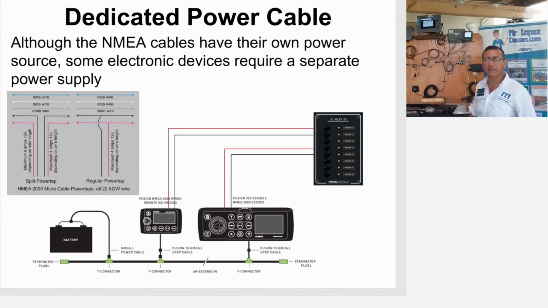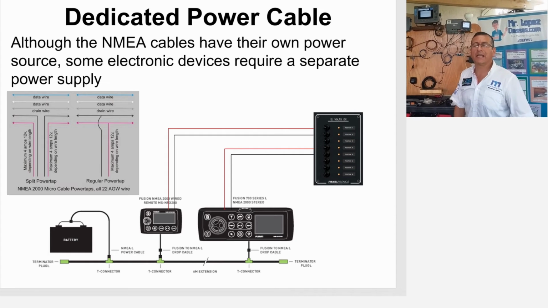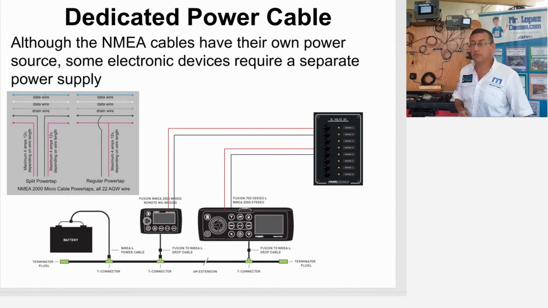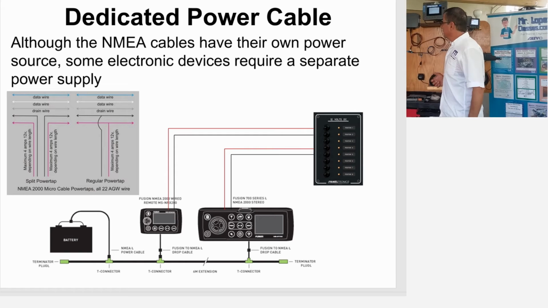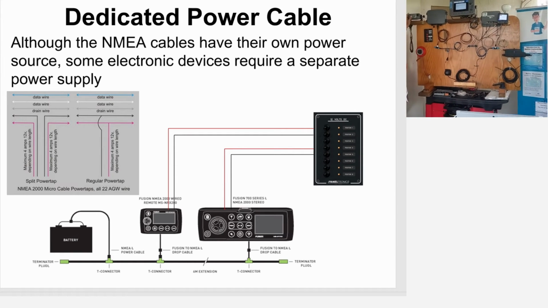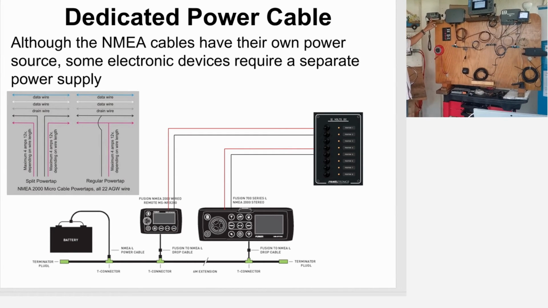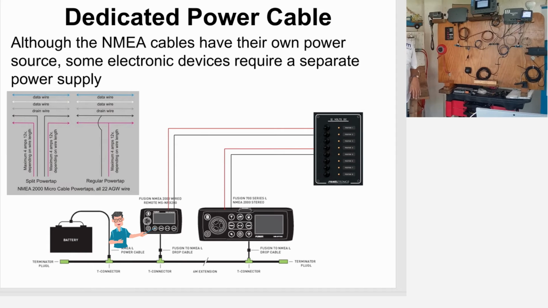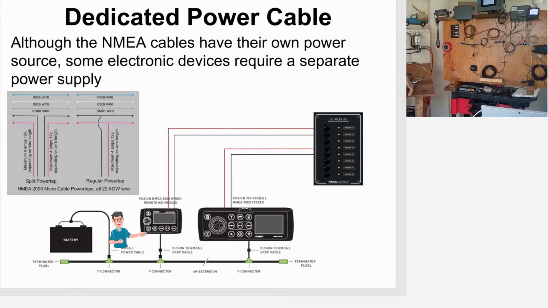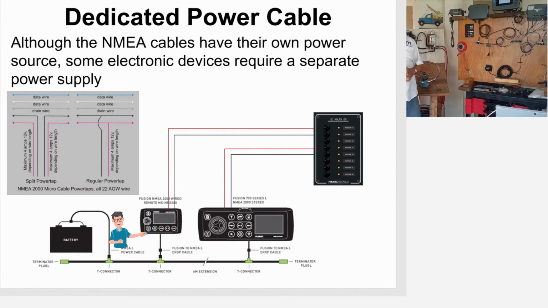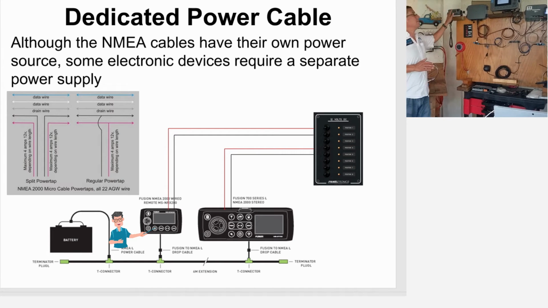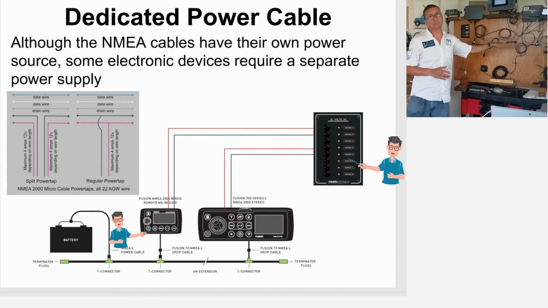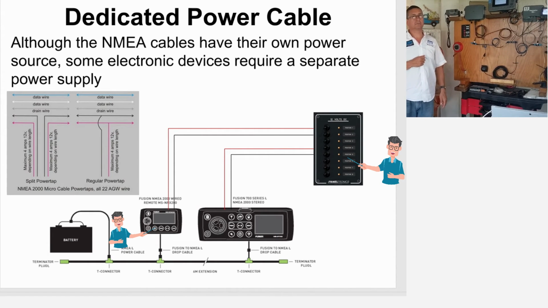Okay, what is the meaning of that? Dedicated power cables. There is equipment, for example, the VHF radio. The VHF radio's consumption is more than 5 amps. And the rule is, if the equipment needs more than 1 amp, the equipment should be connected directly into the panel, not to the backbone. The power, not the data, the power.